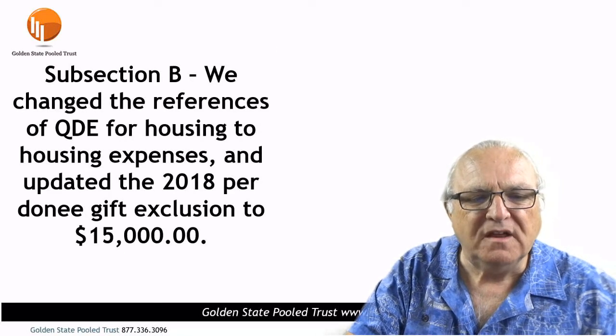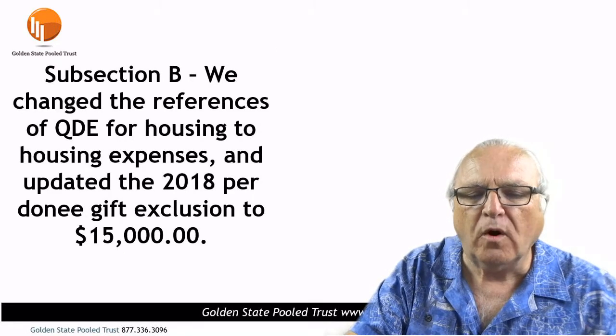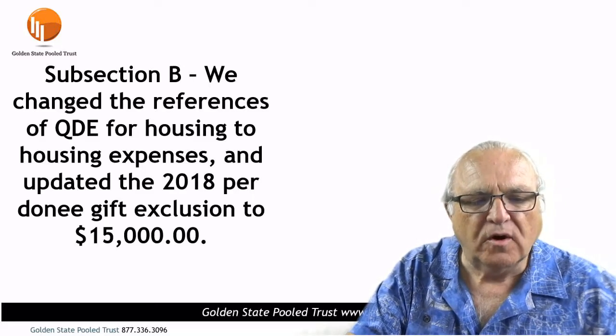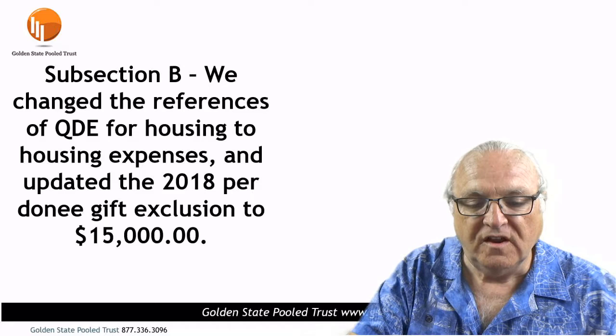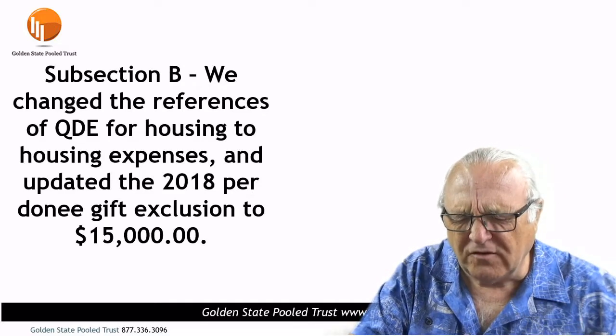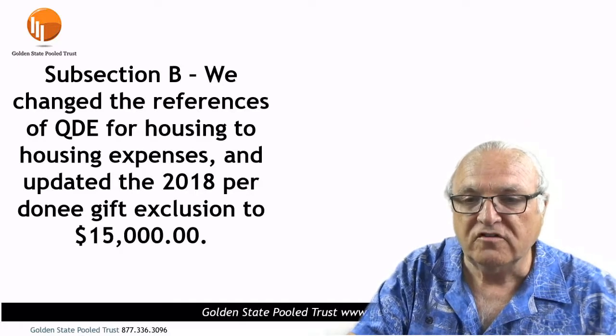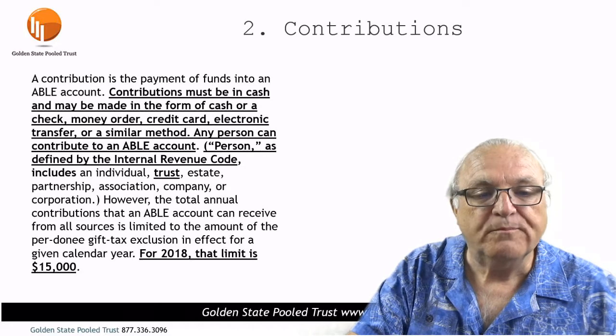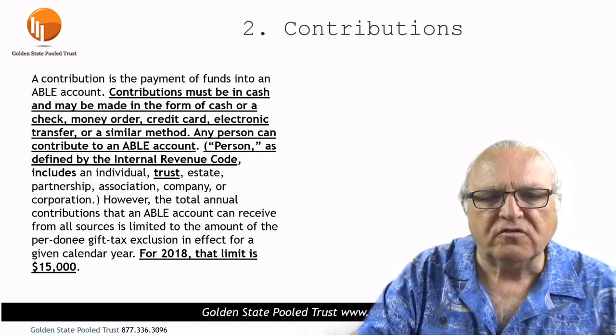In Section B, they changed the references for qualified disability expenses for housing, and also updated the gift exclusion to $15,000. This is going to be really important, not only for the beneficiaries of the Golden State Pool Trust, but also for many folks that we work with. This is huge. And we'll have some examples towards the end.